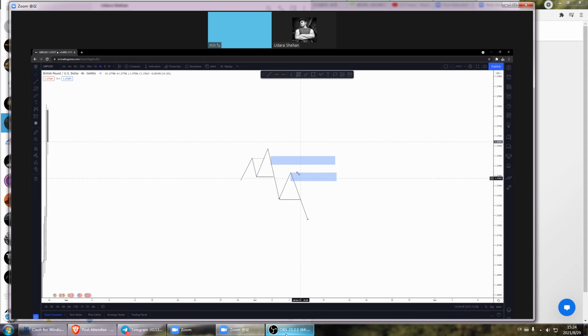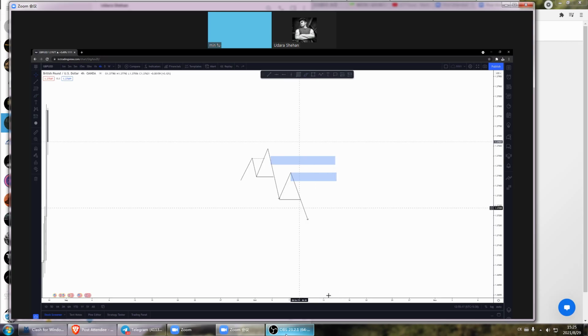So now this high right here has turned into a pool of liquidity. There's so much liquidity resting above this high. There are so many stop losses, so many buy stops, so many things resting above this high. And we know that wherever liquidity is, the price will do a manipulation.